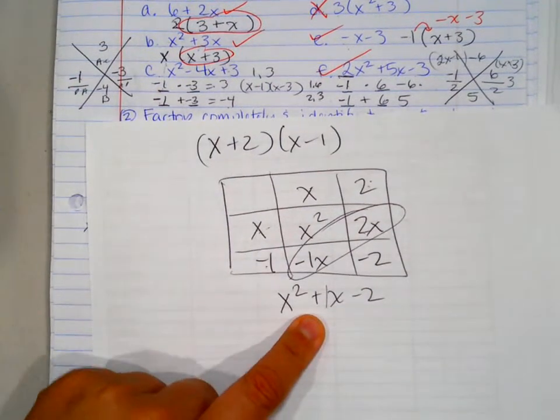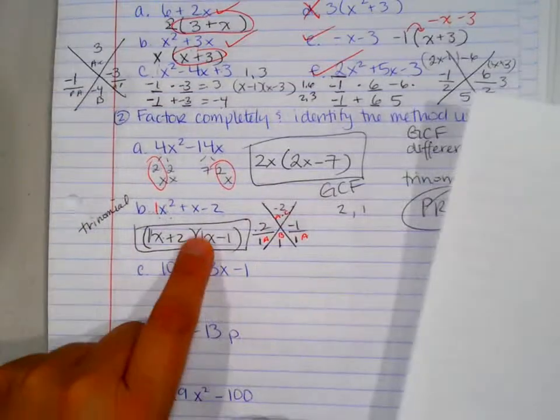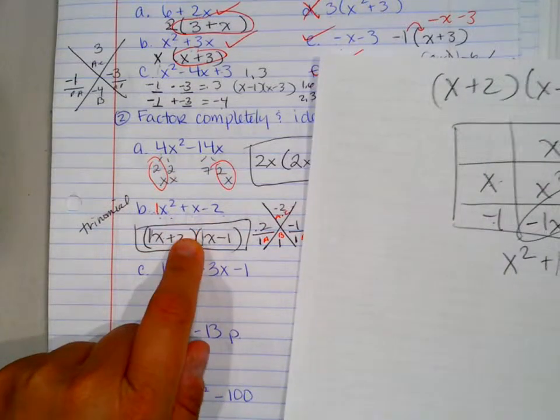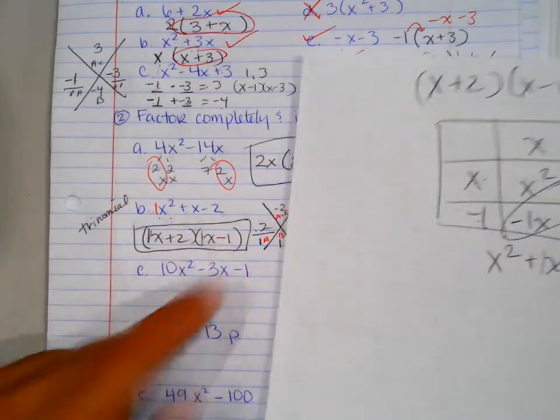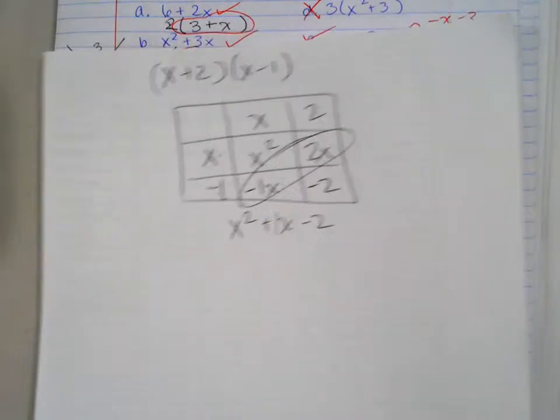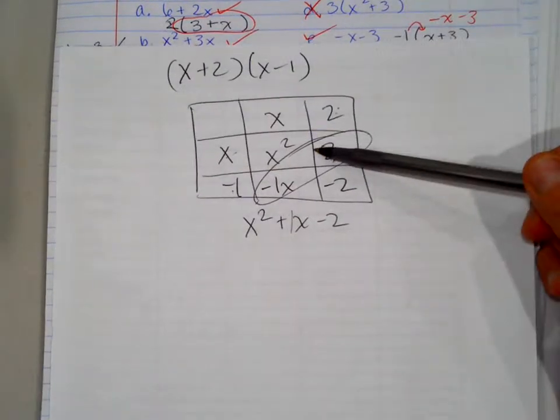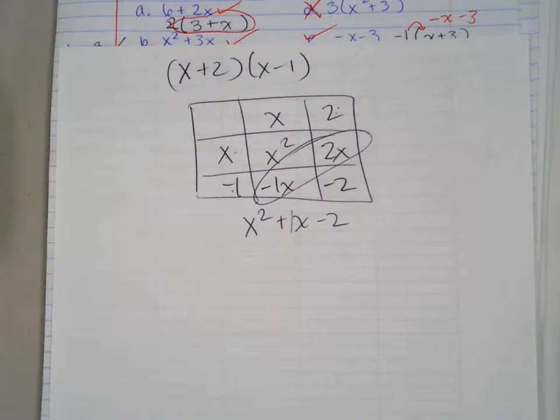That's what happens when I FOILed it out. That's what I had when I started. So if you get the same answer when you FOIL it out, you know your factoring is correct. It's worth the time to check your work to make sure you get the question right.